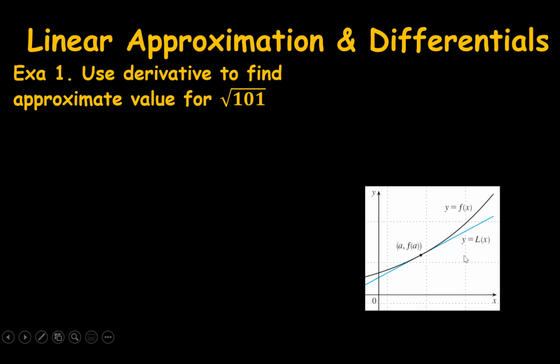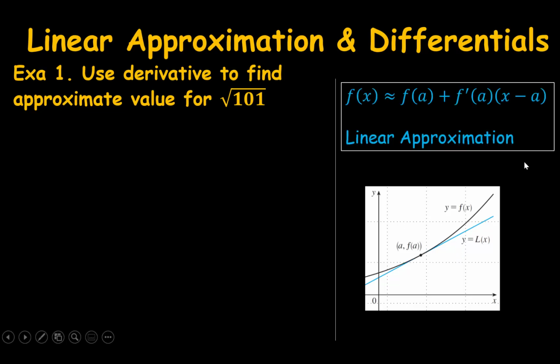delta x, how much x increases, times the slope, and we know the slope is a derivative. So this gives you the following formula. So f(x) is approximately equal to f(a) plus the slope f prime of a times (x minus a), which is how much x increases. And this is called a linear approximation.